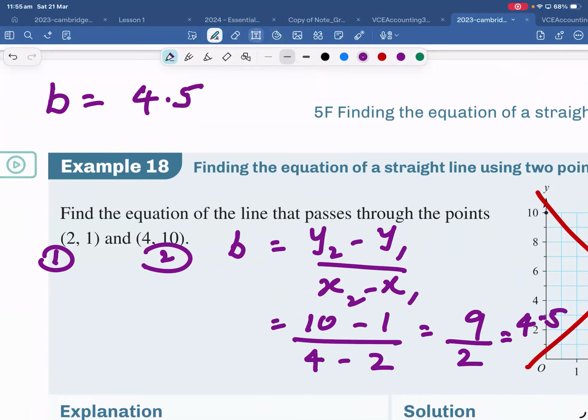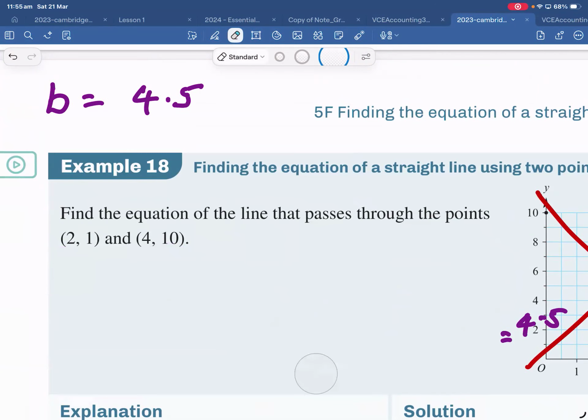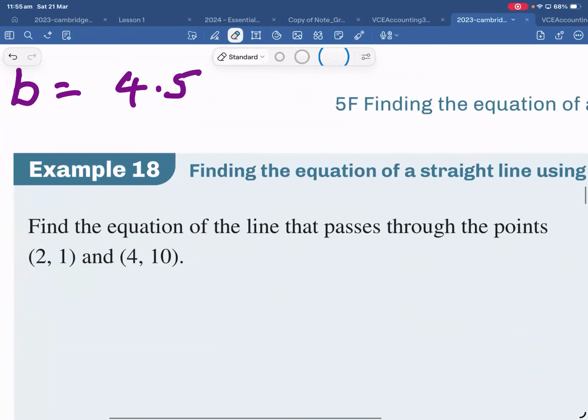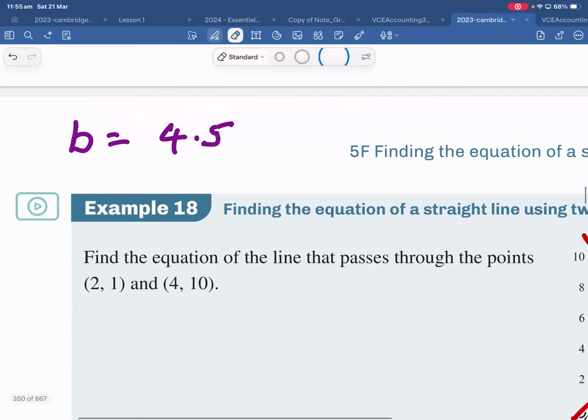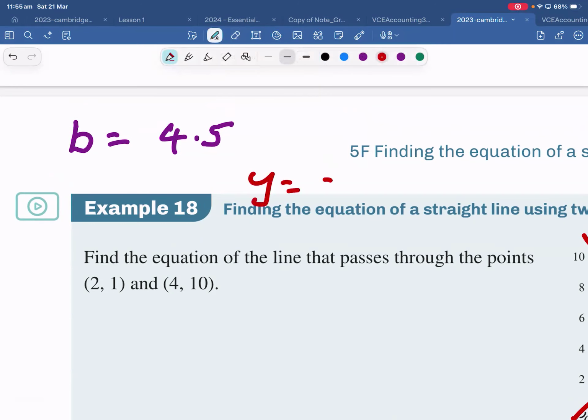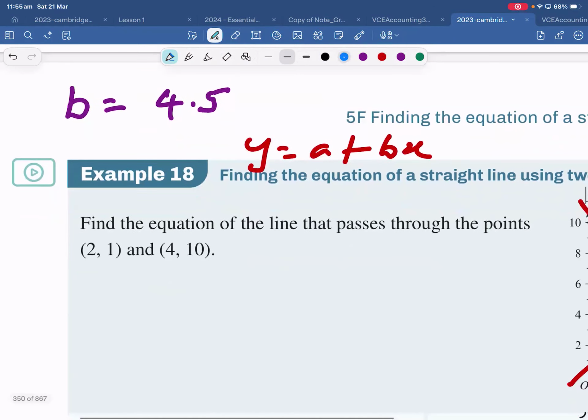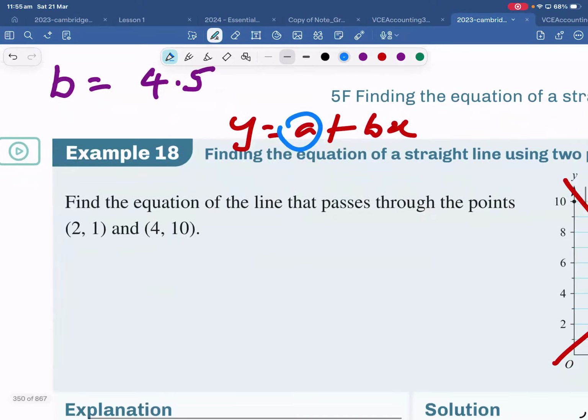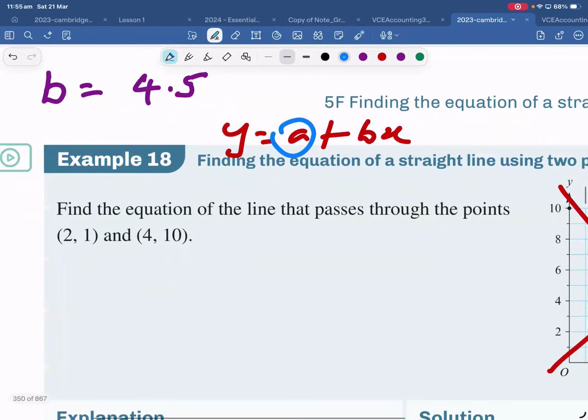Okay, now what we are going to do is, now we have to find what? Yes, now in our equation it is y equals a plus bx. Now we found the b. We need the next one, find a. So basically, how are we going to find this, right? A. We know that at a, what is it?